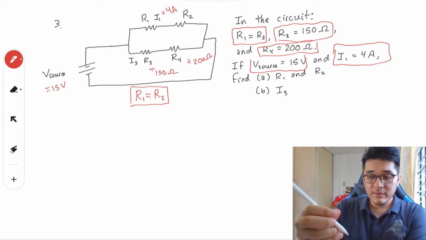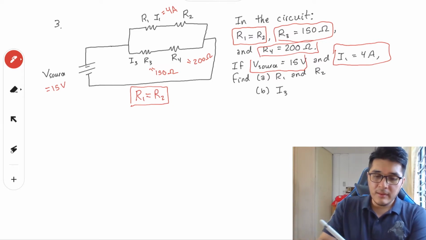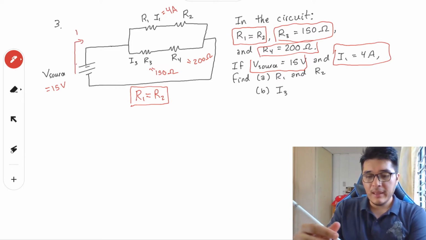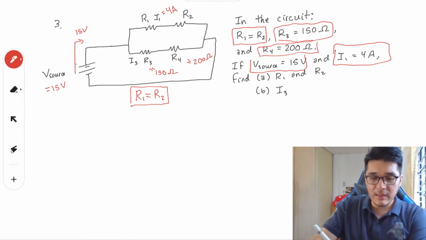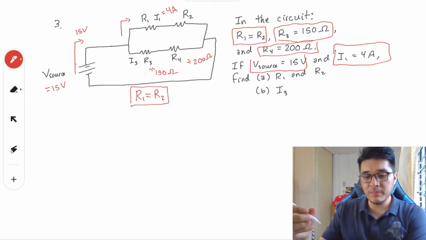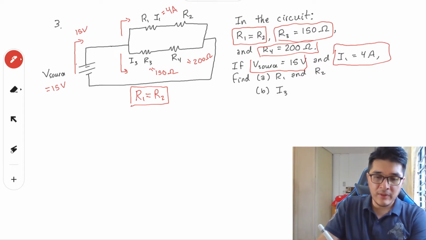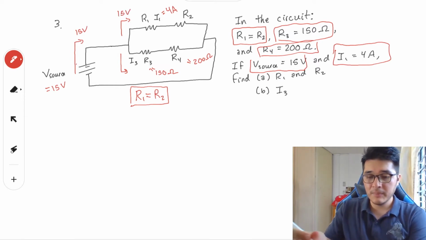Okay, in this case, notice the voltage that you begin with. So the voltage gain is 15 volts. And what happens to the voltage in a parallel circuit? Does it stay the same or does it split? The voltage. It's the same. So we have 15 volts going to the top branch and 15 volts to the bottom branch.